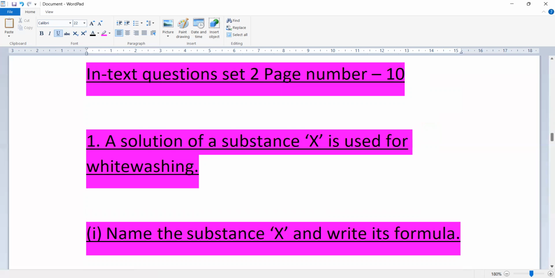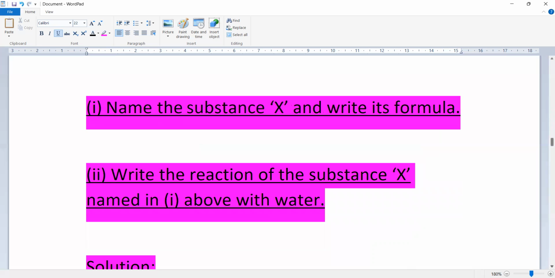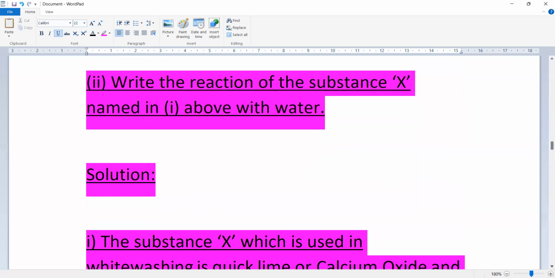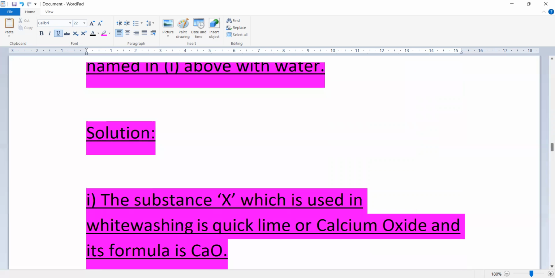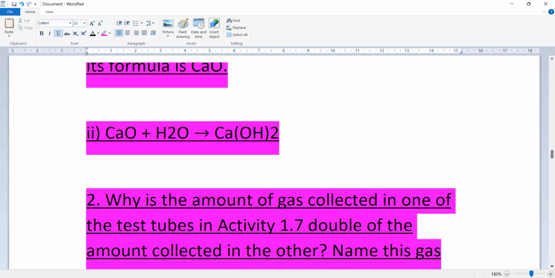A solution of a substance X is used for whitewashing. First sub-question: name the substance X and write its formula. Second: write the reaction of substance X with water. Solution: the substance X used in whitewashing is quicklime, or calcium oxide, with formula CaO. Calcium oxide CaO reacts with water to give calcium hydroxide.